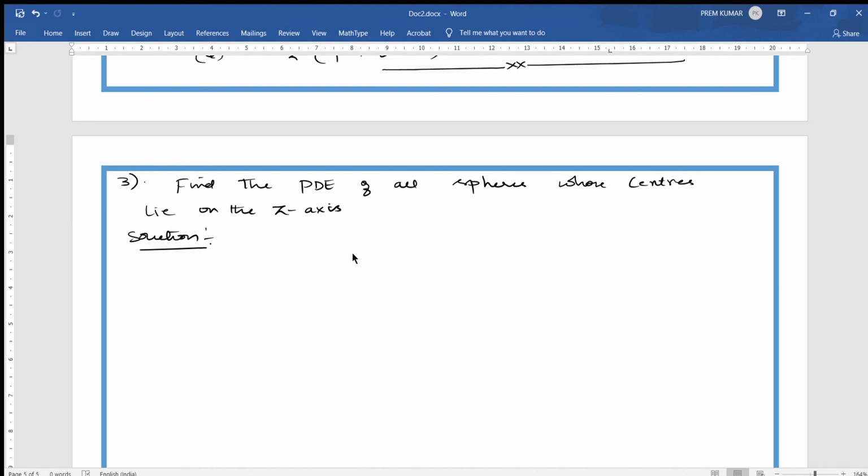So what is this set of all spheres whose centers lie on the z-axis? The x coordinate and y coordinate of the center of all the spheres will be 0. That is the thing. And what would be that family of all the spheres? x minus 0 the whole square plus y minus 0 the whole square plus z minus c the whole square equals r square. Here they did not tell that all the spheres have constant radius. So here they ask you to find the PDE of all spheres whose centers lie on the z-axis. Simply, centers lie on the z-axis. That is the only restriction. Centers lie on the z-axis means it will be like this: x square plus y square plus z minus c the whole square, and the radius may be changing also. That is why for this problem c and r both are arbitrary constants.